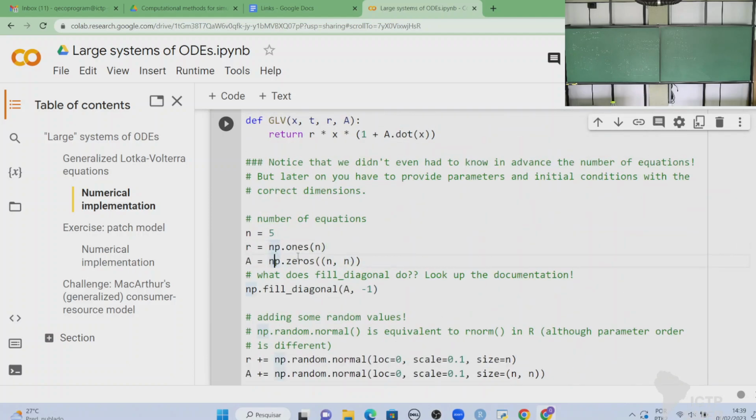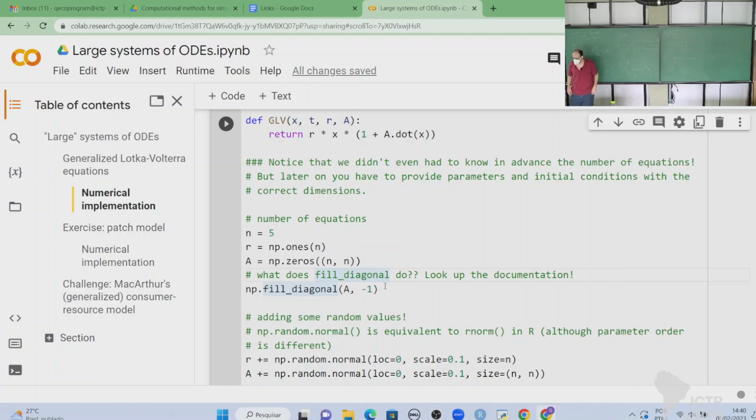And now zeros returns an n by n array filled only with zeros, okay? What I told you before, right? The diagonal elements, the carrying capacities, the intraspecific competition terms, are on the diagonal. So C11, C22, C33. What are these values here? They are competition terms. They should always be negative, right? Yeah, they should always be negative.